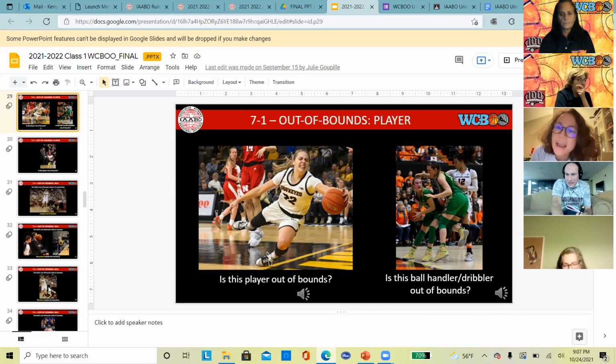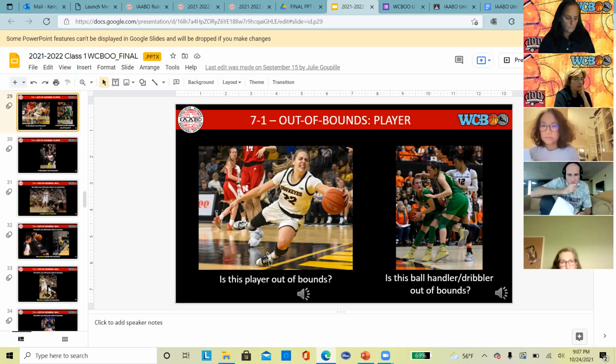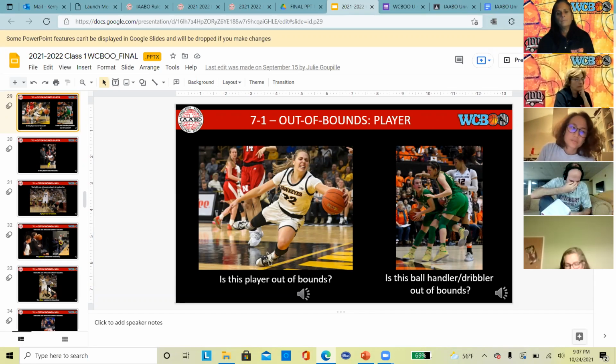What about behind? Behind the backboard is out of bounds, right? Players can't shoot from behind the backboard. If a thrower-in is throwing the ball in and the ball hits the back of the backboard, that's out of bounds. If it hits the bottom of the backboard, that's inbounds.